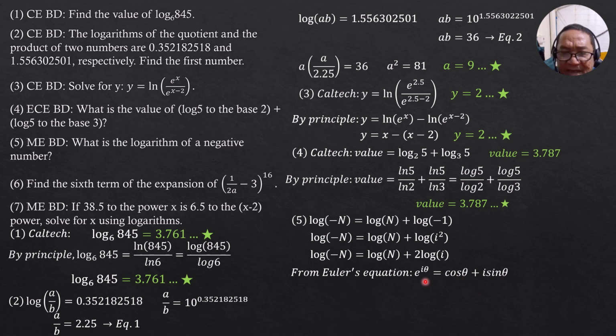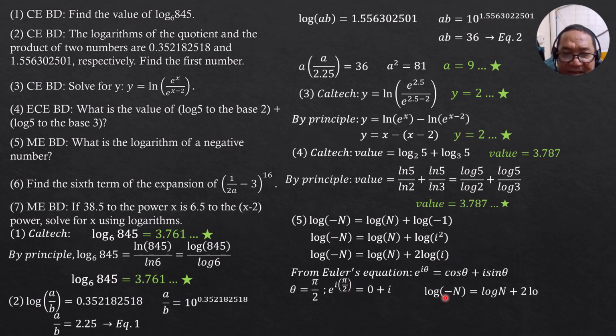The value of theta should be pi over 2, or 90 degrees, so that cosine of pi over 2 is 0, and i sine of pi over 2 is i times 1. So it is i. So theta should be pi over 2, so that it is equal to cosine of pi over 2 plus i sine of pi over 2, so it's i. i therefore is e to the i pi over 2, or e to the pi over 2 i.